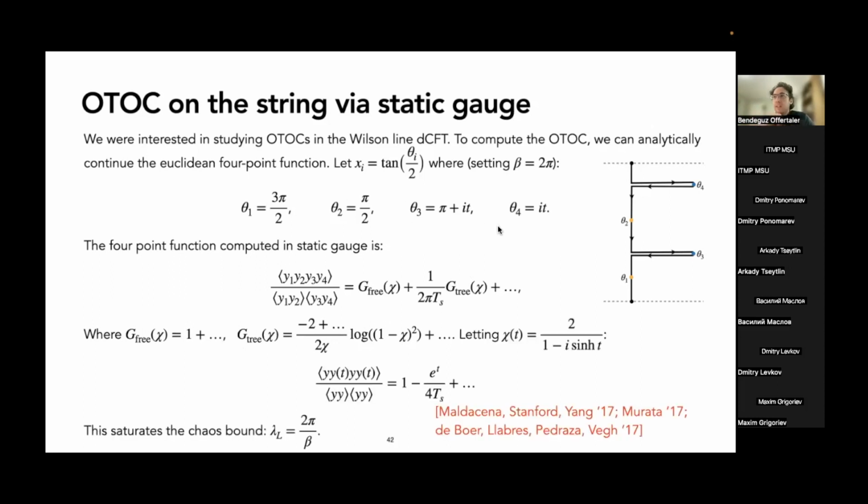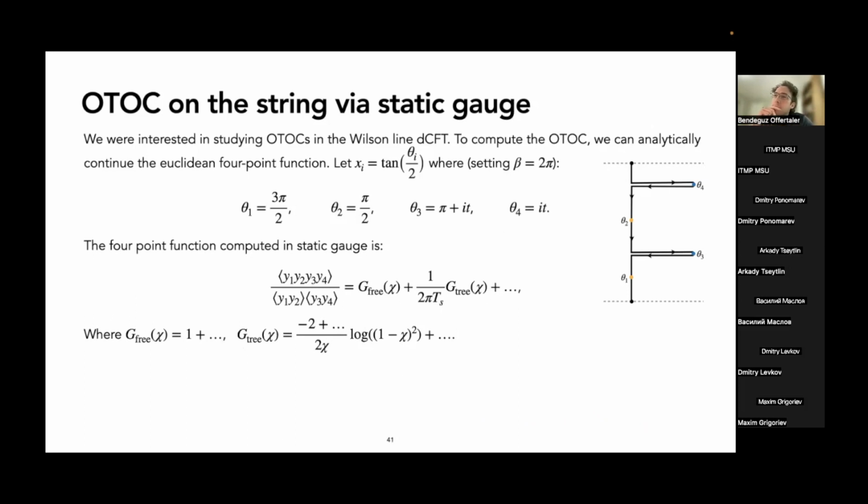Could you explain what is beta in this setting? Previously it was a temperature. So here, what's the meaning of this Euclidean circle? Right. Beta, in terms of the Euclidean correlators, is the circumference of the circle.